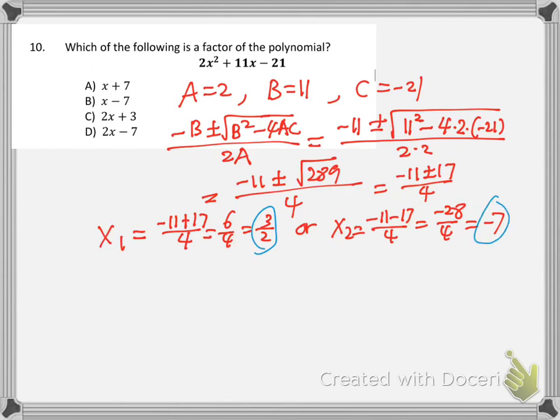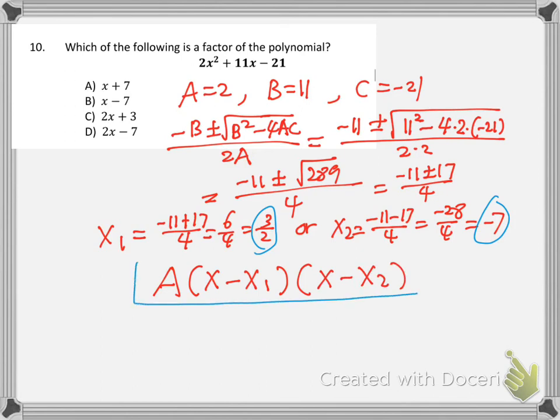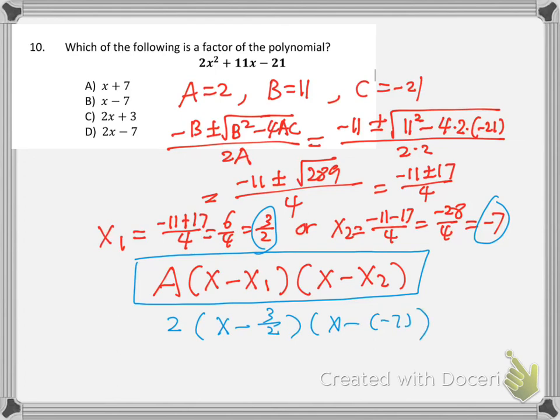So now we can use the next formula to factor the quadratic polynomial. Again, it's not a quadratic equation, so we cannot stop here. We have to factor it by using this formula. This is an important formula for factoring questions. So what is A? A is 2. x minus x1 is 3 over 2. x minus x2, negative 7. So distribute 2 here, we get 2x minus 3. And the other one we get x plus 7.